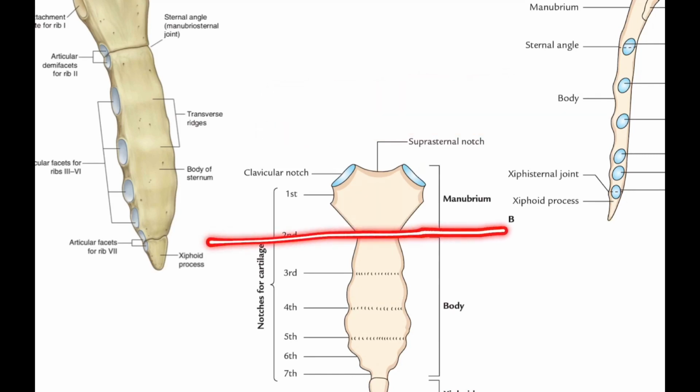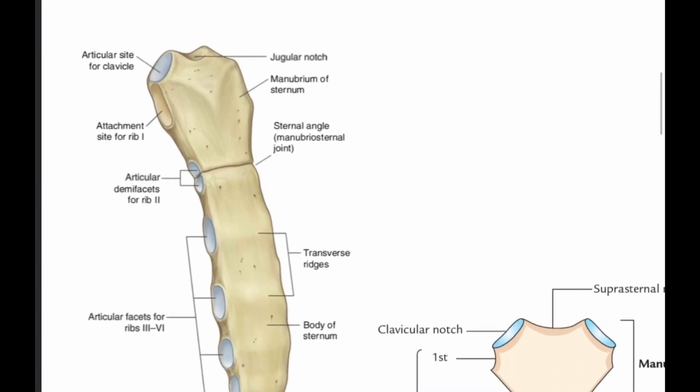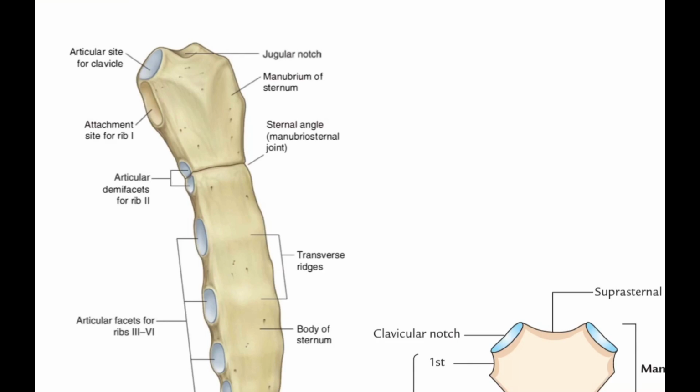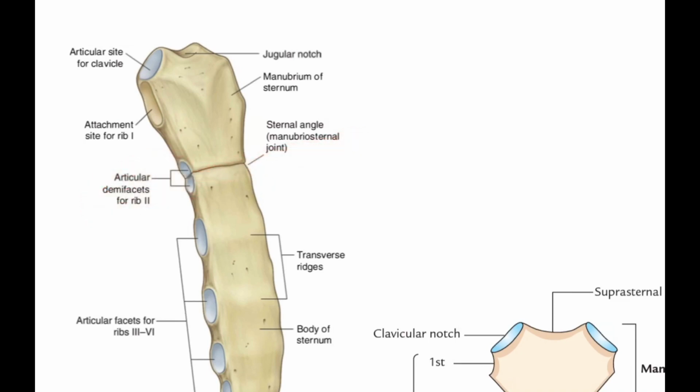So the sternal angle can be felt as a transverse ridge on the sternum about 5 cm below the suprasternal notch. The sternal angle is an important surface bony landmark for many anatomical events. First, the second costal cartilage articulates on either side with the sternum at this level. Hence this level is used for counting the ribs.